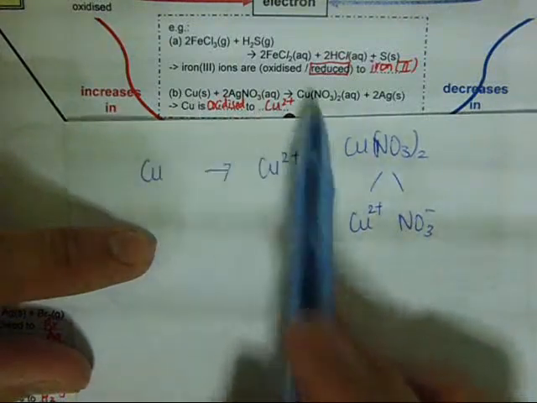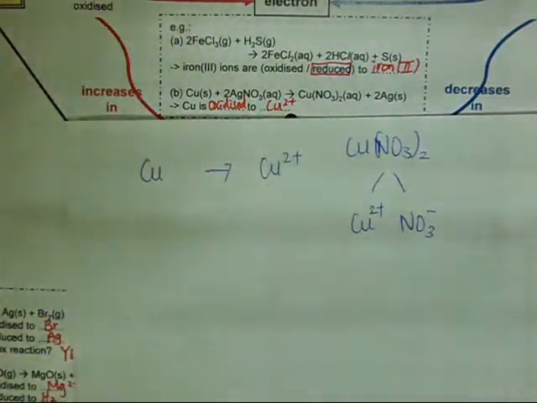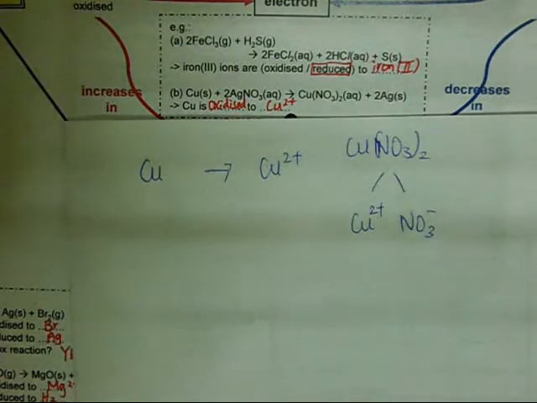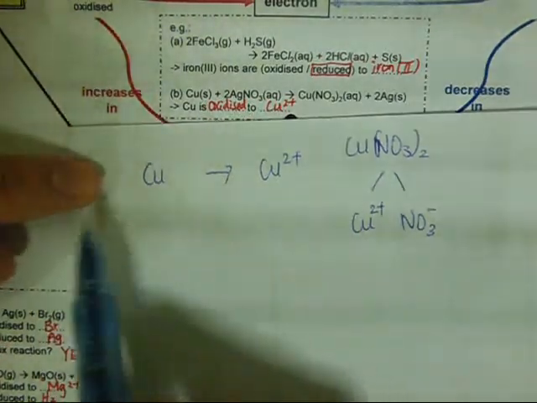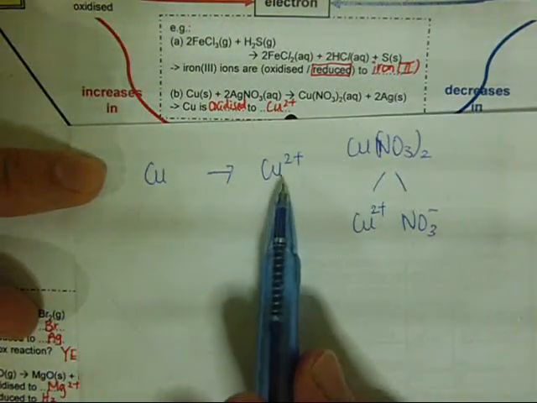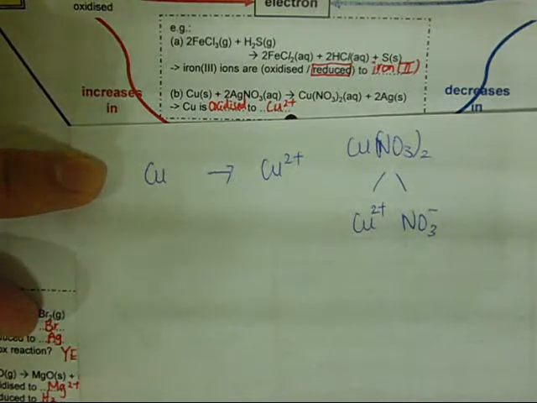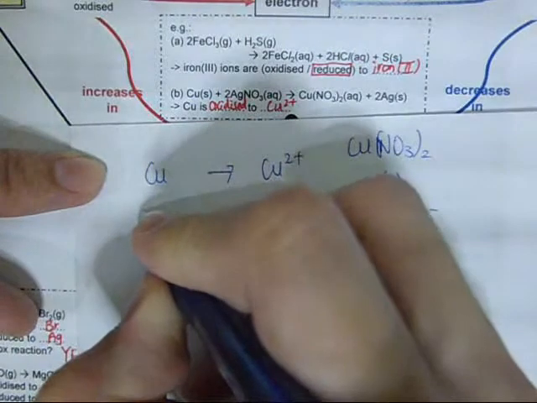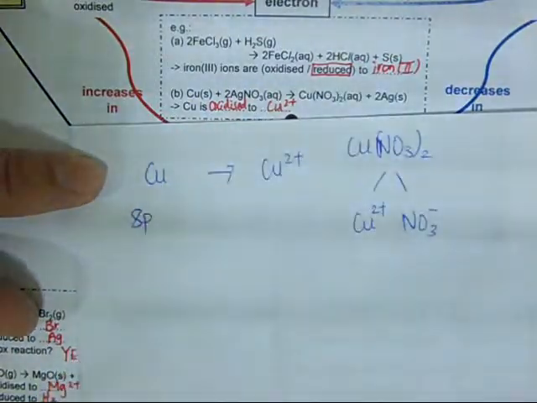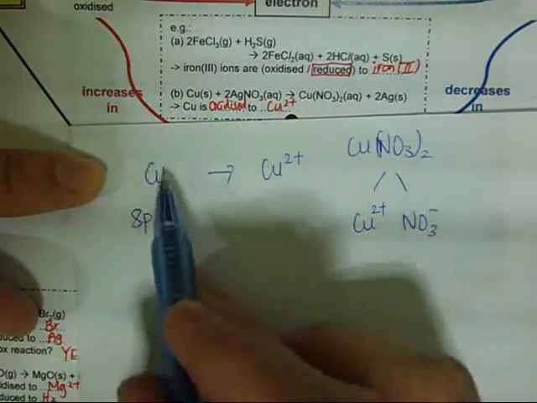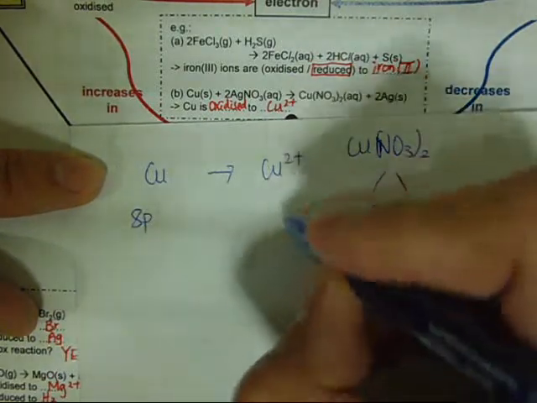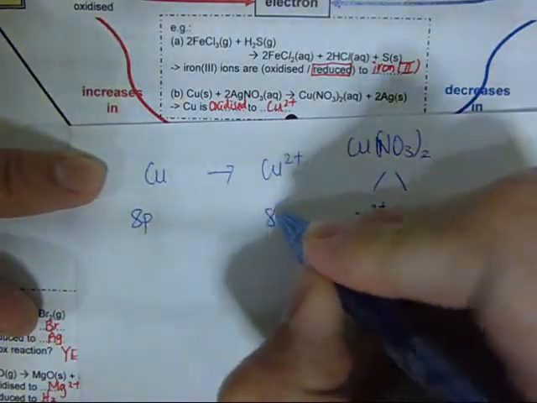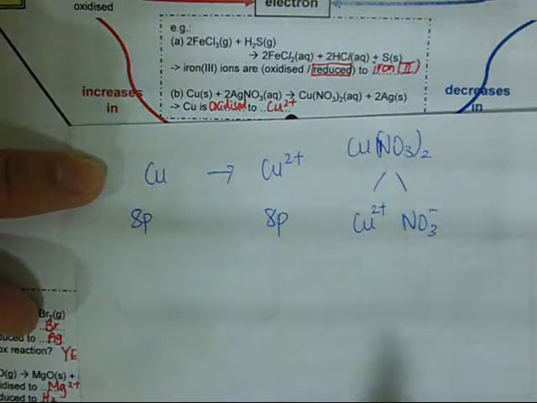So copper to become copper 2+, is it gain of electron or loss of electron? Same thing, you assume a certain number of protons for copper. Let's assume that copper has 8 protons. You just assume it, take any number you want. If the copper atom has 8 protons, the copper 2+ ion will also have 8 protons, because both are copper. Same substance has the same number of protons.